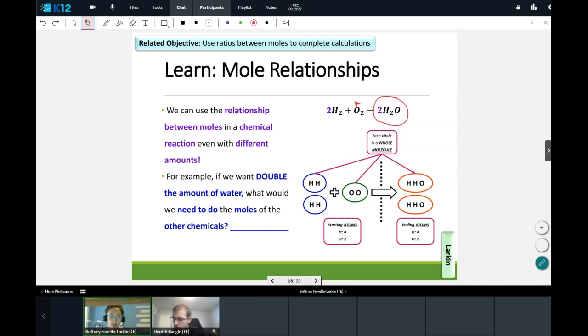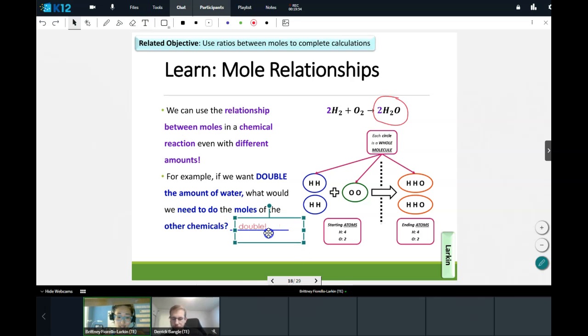So same thing, if I want to double the amount of cake, what do I need to do to the ingredients? Same thing here, if I want to double the amount of water, what do I need to do to the reactants? Go ahead and tell me in the chat. I see Micah, I see Ronnie. Excellent, get your answers in the chat. Think about if I want to scale something up, what do I need to do to everything else in that recipe? Yeah, exactly.